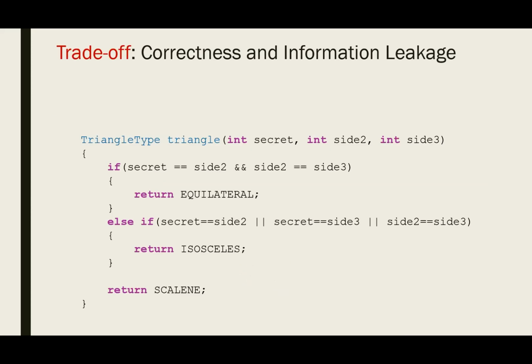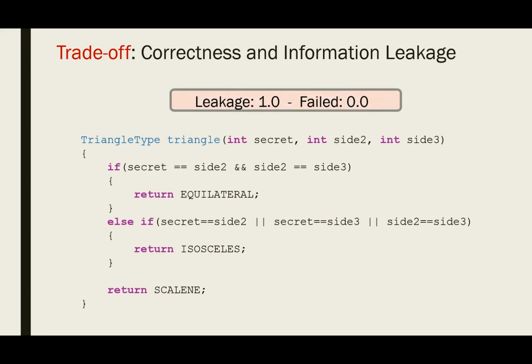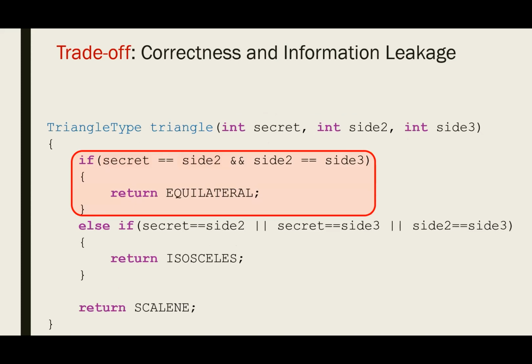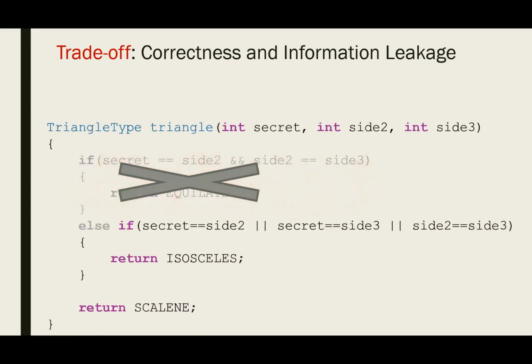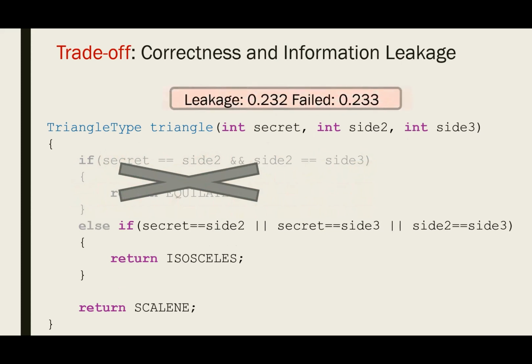So let's look at our triangle program again. What's the simplest thing we can do? Well, we know that equilateral is the least common part of our program. If we start with the original program, our leakage is 1 because we're normalizing this, and our fail rate is 0. If we just come to this equilateral and get rid of it, now everything's either isosceles or scalene. We've lost some functionality in the program, but we've also reduced the leakage. This would give us a balance of leakage of 0.2, fail of 0.2. Neither's perfect, but we're getting there.